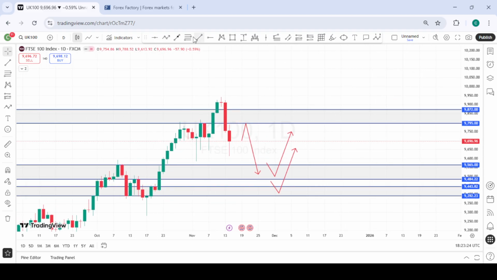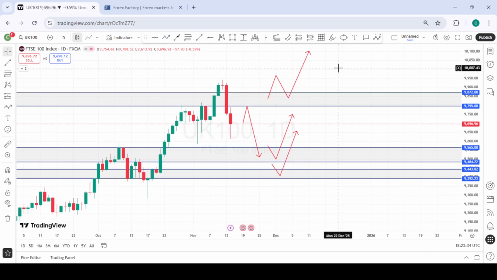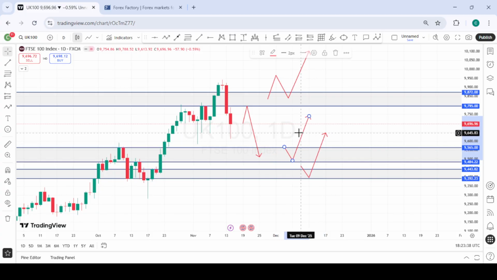Should this break above and price clears the structural high and continues above, then we are going to be bullish for the UK 100. But until then, we are going to look for the bearish side of things for UK 100 for the coming week. So we are going to look for selling opportunities back into this area of interest we have below.